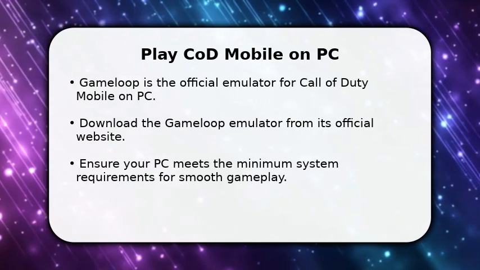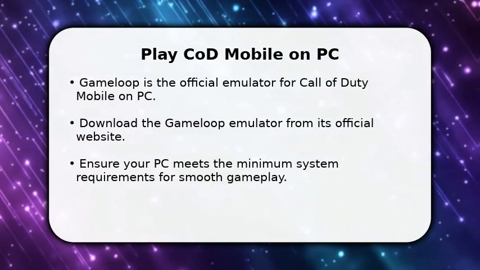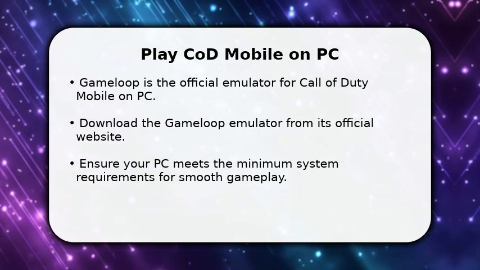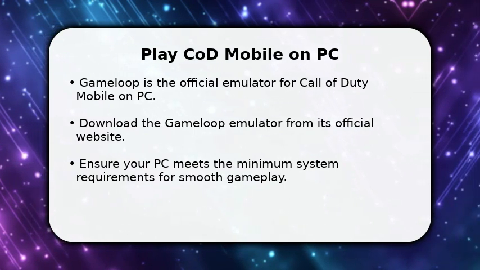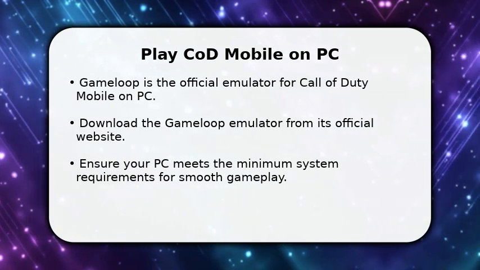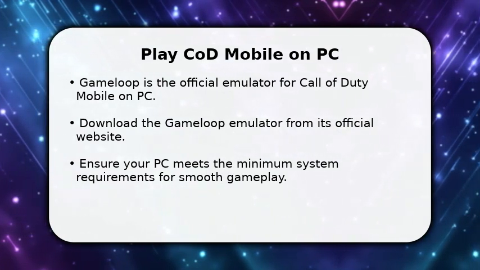In this video, I will explain how to play Call of Duty Mobile on PC using Gameloop. First, you will need to download the Gameloop emulator. Visit the official Gameloop website and locate the download button. The installer file is typically around 10 megabytes. Once downloaded, prepare to run the installation.